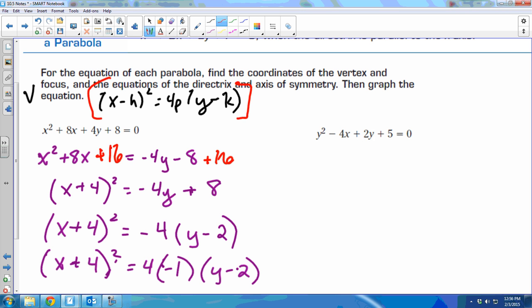The vertex is negative 4, 2. Yes. Now, on your homework assignment, p does not have to be an integer. P can be a fraction. That could happen. If you factor out a 2, it has to be 4p something, well then it's 4 times a half to get 2. So you can get fractions. It can happen.